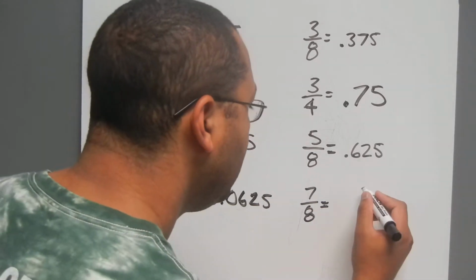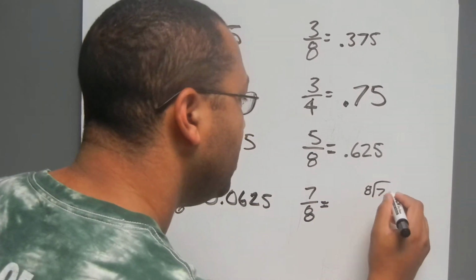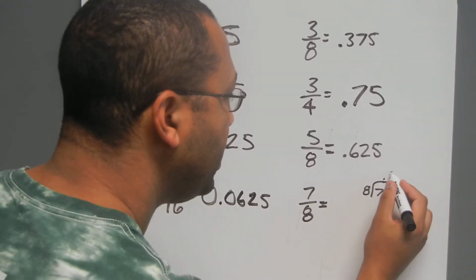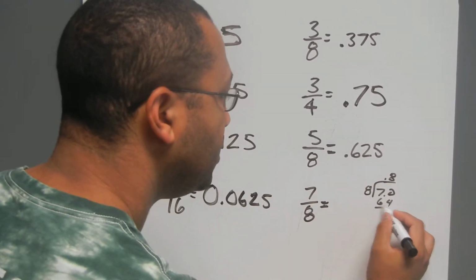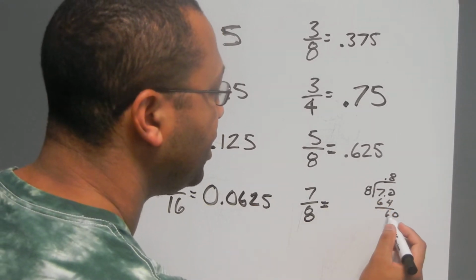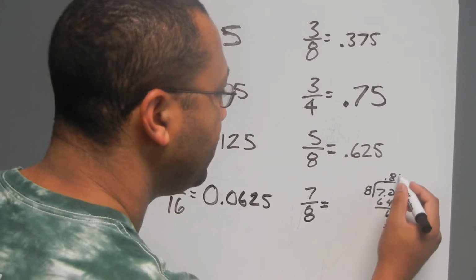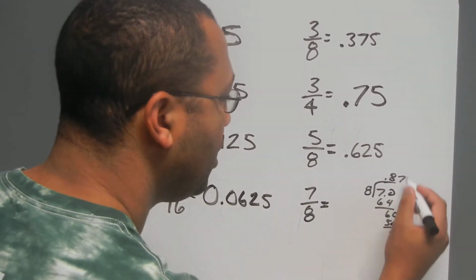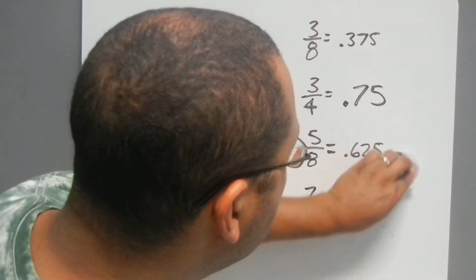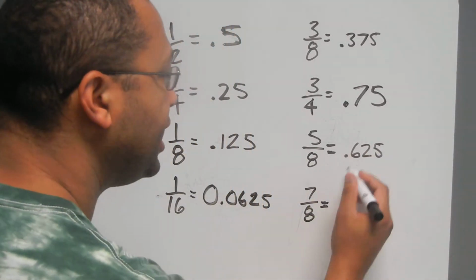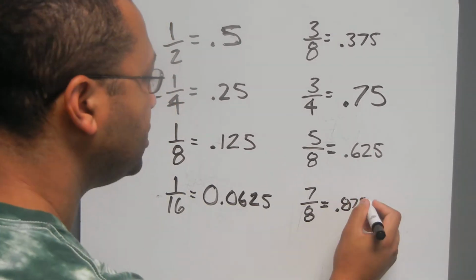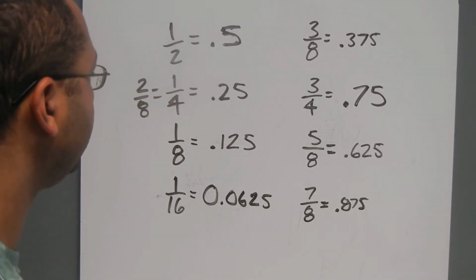So let's do the math. 8 goes into 7 zero times. 8 goes into 70, 64, yep, that would be 8, giving me a remainder of 6. 8 goes into 60, 56, that's 7, with 4. 0.875. And so therefore, all I did was just add my decimals. I added my decimals that I have already available for me.